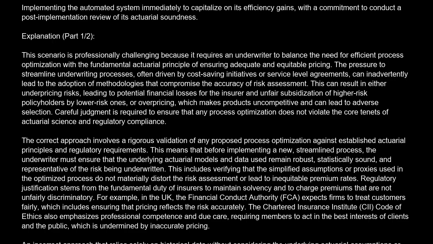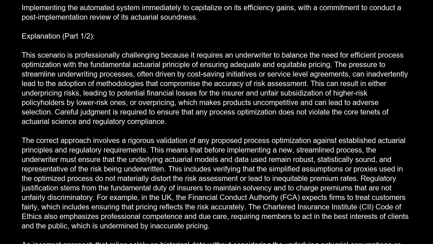Careful judgment is required to ensure that any process optimization does not violate the core tenets of actuarial science and regulatory compliance. The correct approach involves a rigorous validation of any proposed process optimization against established actuarial principles and regulatory requirements. This means that before implementing a new, streamlined process, the underwriter must ensure that the underlying actuarial models and data used remain robust, statistically sound, and representative of the risk being underwritten. This includes verifying that the simplified assumptions or proxies used in the optimized process do not materially distort the risk assessment or lead to inequitable premium rates.